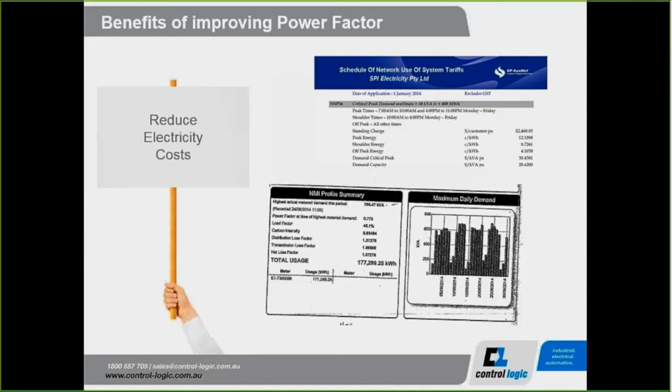If you look at the slide here, it may be a little bit hard to see, but there is an element on the electricity bill called the critical demand component, and that is charged in dollars per kVA per annum. A little later in the presentation, I'll go through a practical example of how you can calculate your electricity bill savings by installing power factor correction. One of the main reasons that people look at power factor correction is they're on a kVA-based tariff and they're getting penalised for a poor power factor.